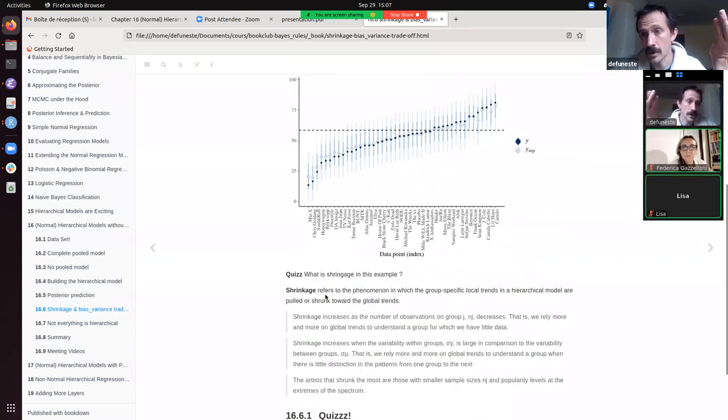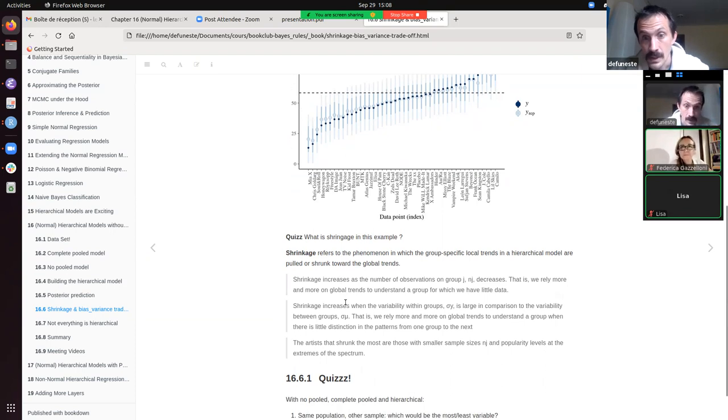Is it good? So I'll give you the correct definition later. Shrinkage refers to the phenomenon in which the group-specific local trends in a hierarchical model are pulled, or shrunk, toward the global trend. Because in the model, mu g equals mu plus something, you are basically using mu to predict mu g. So do you have an impact of mu in your prediction? Shrinkage increases as the number of observations of group G decreases. The fewer observations we have, the more we use the mean instead of our data. So I think this is easy. And shrinkage increases when the variability within the group, sigma y, is large in comparison to the variability between groups.